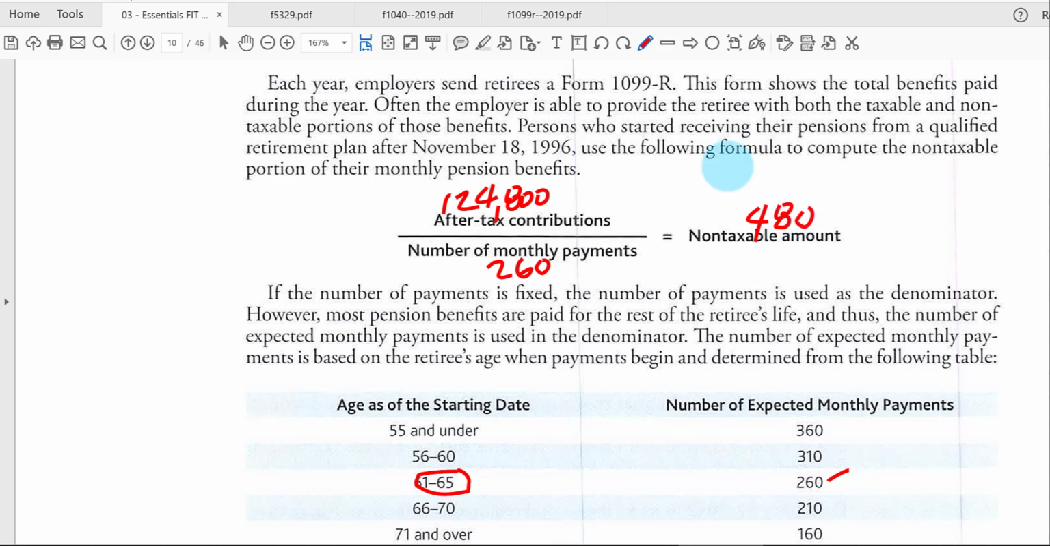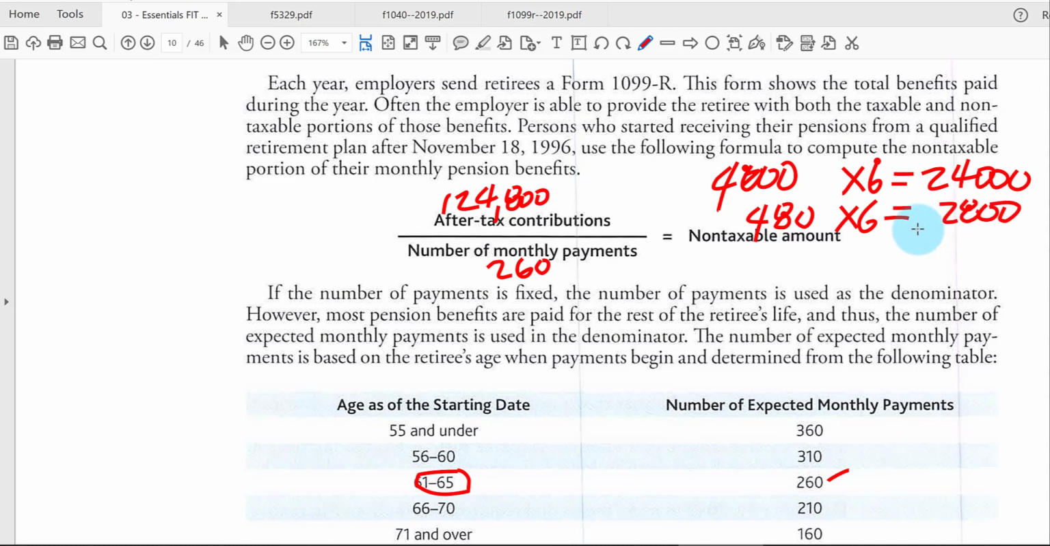Remember now, his pension is $4,000 a month. So for the first year, he's going to collect 6 months' worth, or $24,000. And then this $480 that's tax-free, that's also for 6 months for the current year. Of course, next year is probably going to be 12 months' worth, a whole year's worth. But for this first year, tax-free would be $2,880. So the difference between the two is what's taxable, $21,120.